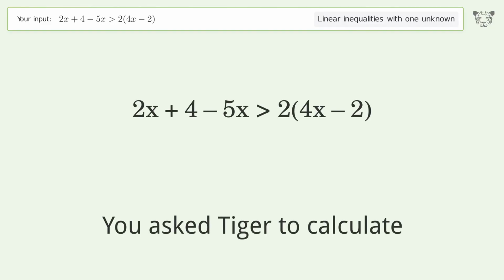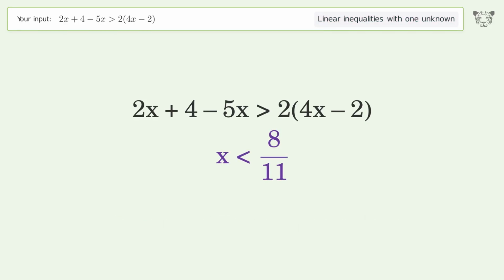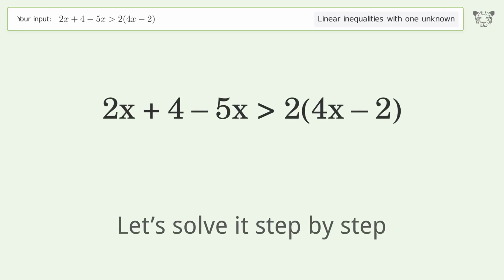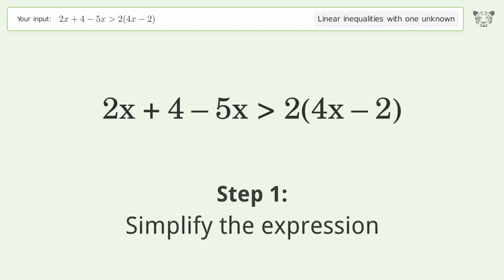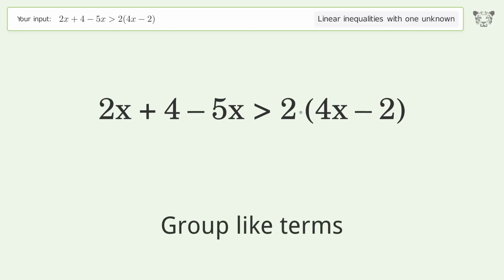You ask Tiger to calculate. This deals with linear inequalities with one unknown. The final result is x smaller than 8/11. Let's solve it step by step. Simplify the expression. Group like terms.